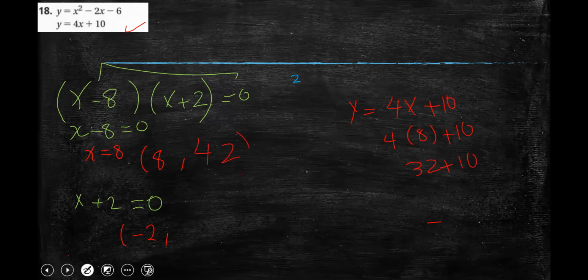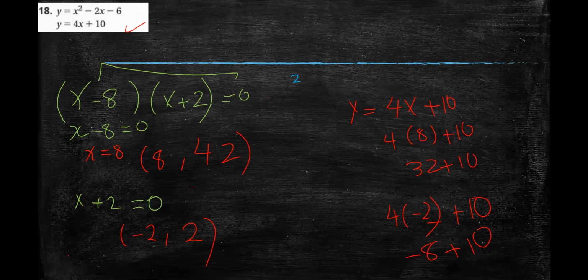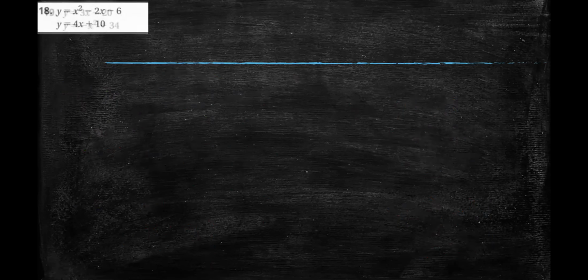42. So the first coordinate here is (8, 42). The second one, choose negative 2. 4 times negative 2 is negative 8. Negative 8 plus 10 is 2. So the two points here are (8, 42) and (-2, 2). Is it clear? Yes, teacher.